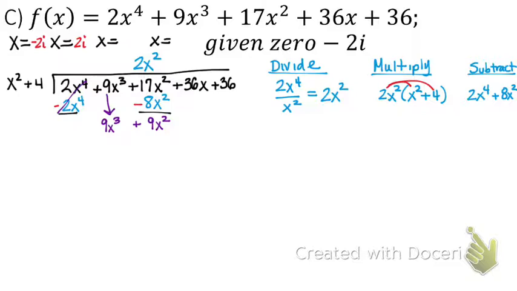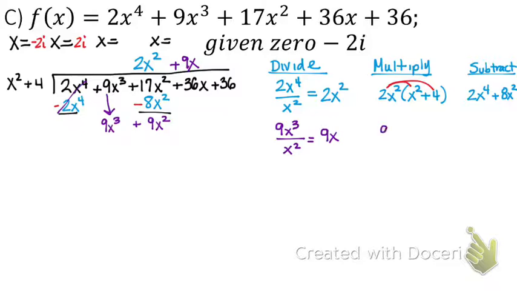So what am I going to divide this time? What's my first term? 9x cubed. Good job. So take 9x cubed, divide that by x squared. You're going to get 9x. See, we're building a quadratic. We got our A. Now we have B. B is 9x. 9x goes on the top.